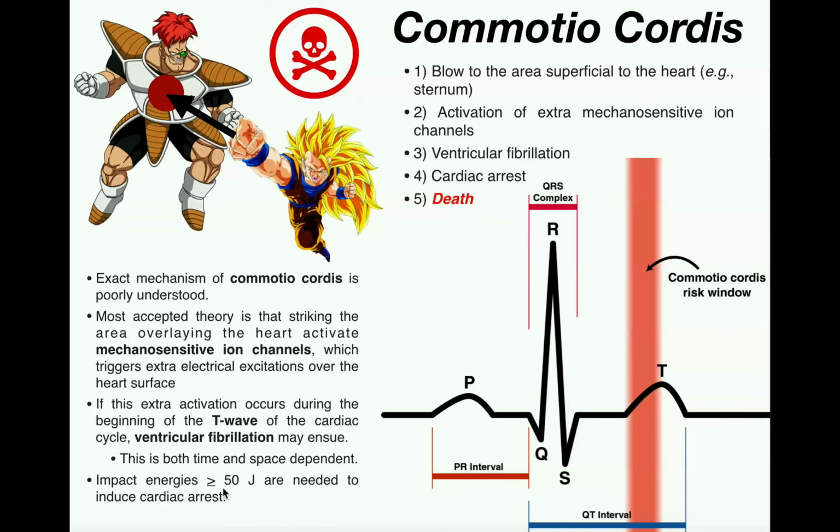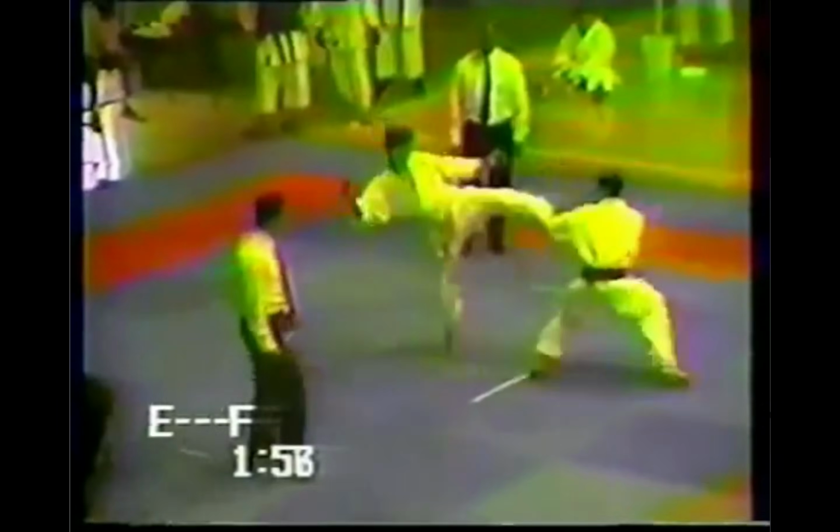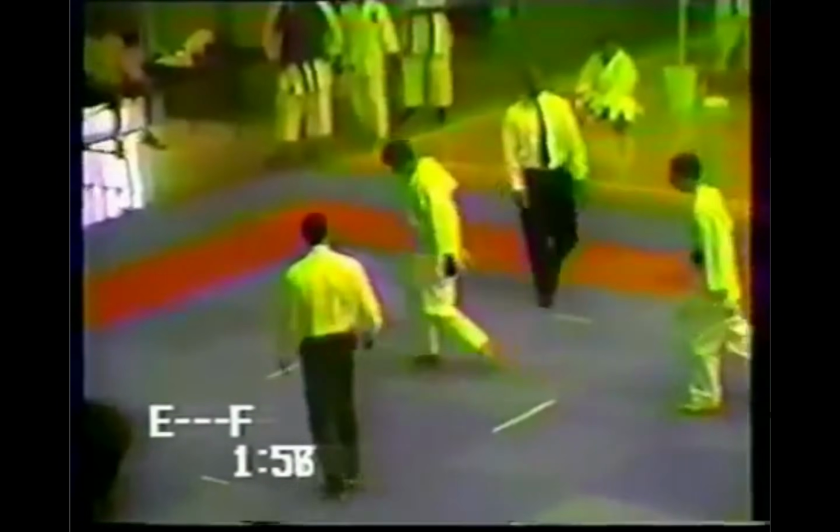So for that reason, usually we see Commotio Cordis in sports. So if somebody were to get hit with a hockey puck directly in the chest, in the area overlying the heart, that's going to provide enough energy. If somebody hits a baseball, and usually it would be the pitcher that might get hit in the chest, that would provide enough energy. And even things in martial arts, such as this right here, where we see a punch directly to the chest, you see the guy actually collapse.